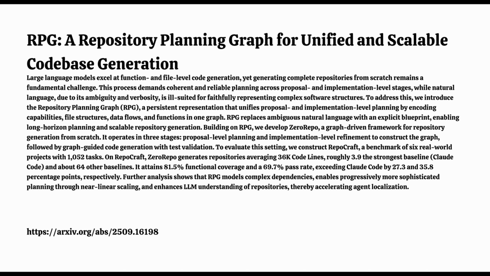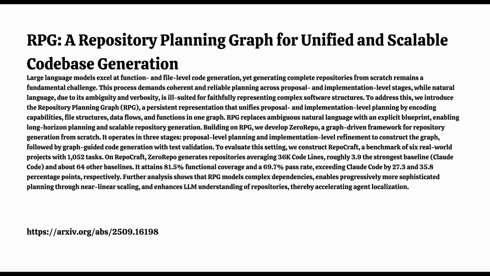Let's talk results, because the numbers comparing ZeroRepo with RPG to baseline methods seem pretty dramatic. They really highlight the advantage of the structured graph. In terms of scale, ZeroRepo using one of the models, Qwen3 Coder, generated repositories averaging almost 36,000 lines of code. 36,000 LOC. How does that compare?